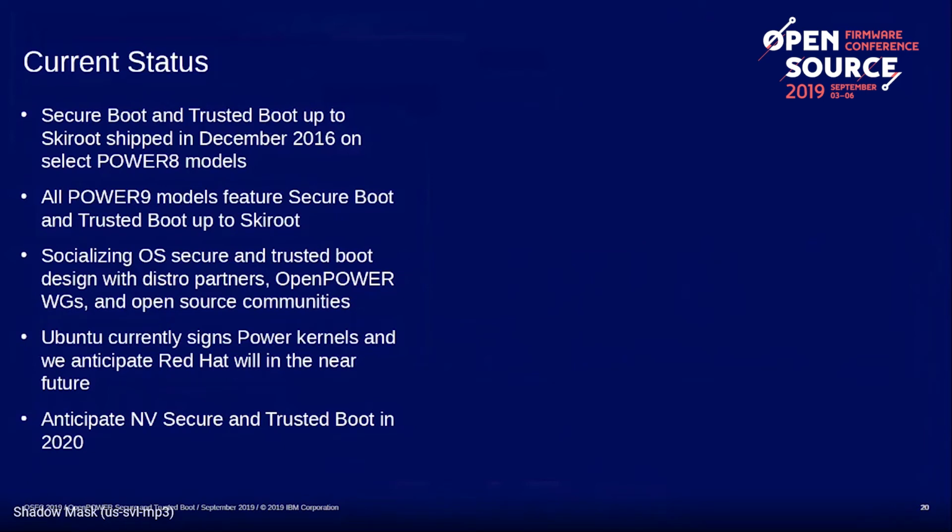We've been socializing our secure boot solution with OpenPOWER with our Linux distribution partners. Right now, Ubuntu signs the Power kernel with sign file. We anticipate Red Hat is going to do this in the very near future. And that'll give us the ability to verify these, out of the box, much as you do on x86 nowadays. And we anticipate that the OS Secure and Trusted Boot will premiere next year.